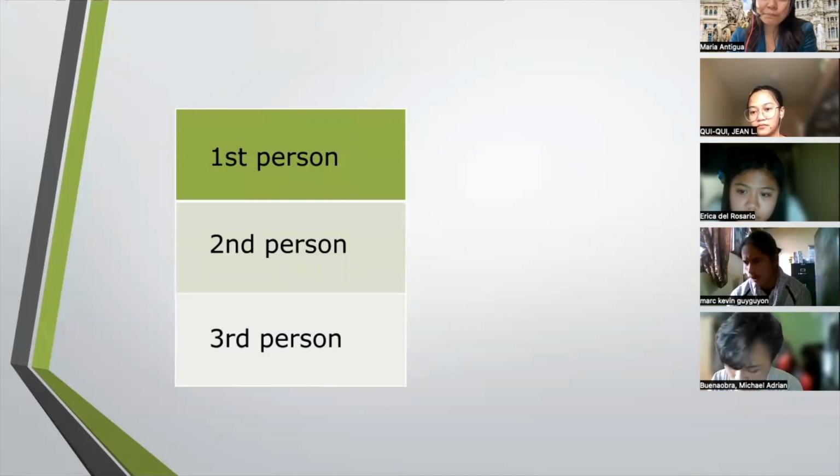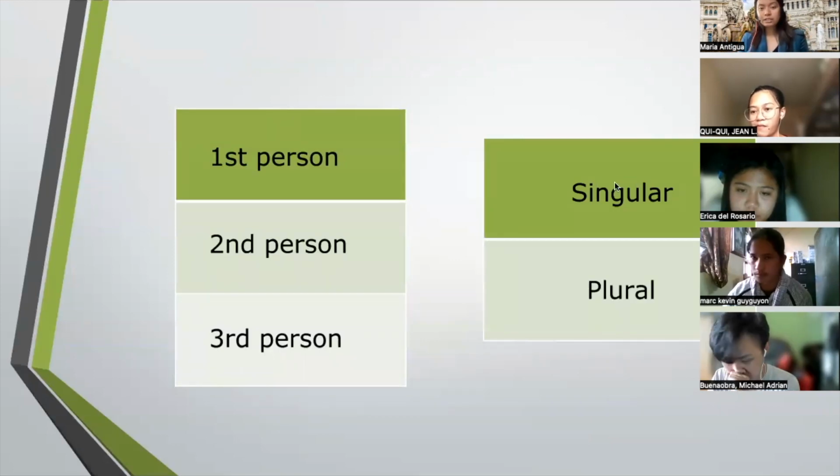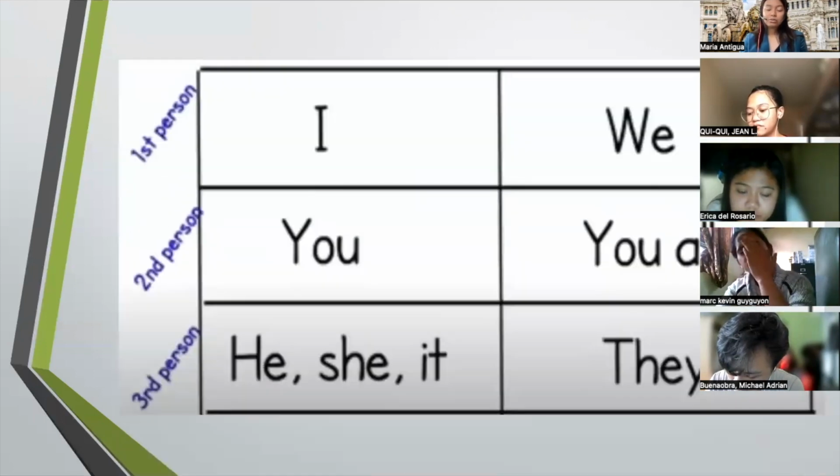So, yeah. Basically, first, second, and third, and it's also classified sa numbers, singular or plural. Singular, self-explanatory na yan. You know it already. Isa. Plural, dalawa, or more. In English, these are our pronouns, right? I, you, he, she, it, singular yan. We, you all, and they, that is plural, right?